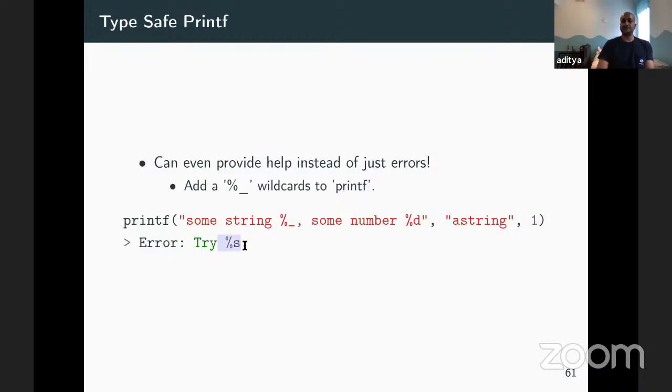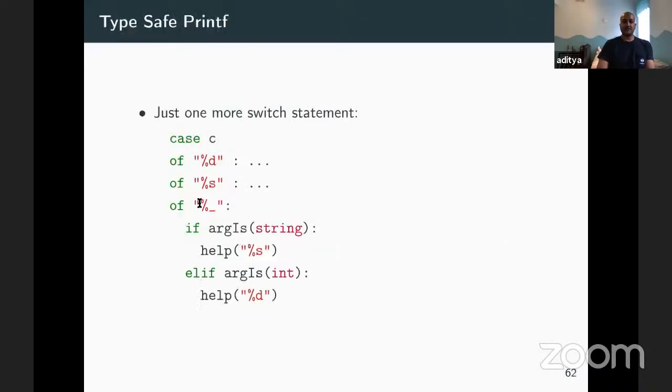And the way I did that is just adding one more thing to the bottom of that switch statement. It says that if the format specifier is %_, and if the argument that's being passed in is a string, print out that help message with a %s. If it's been passed in with an integer, print out that help message with a %d. And you could just keep going with this, right? You just add as many format specifiers as you want with some help.